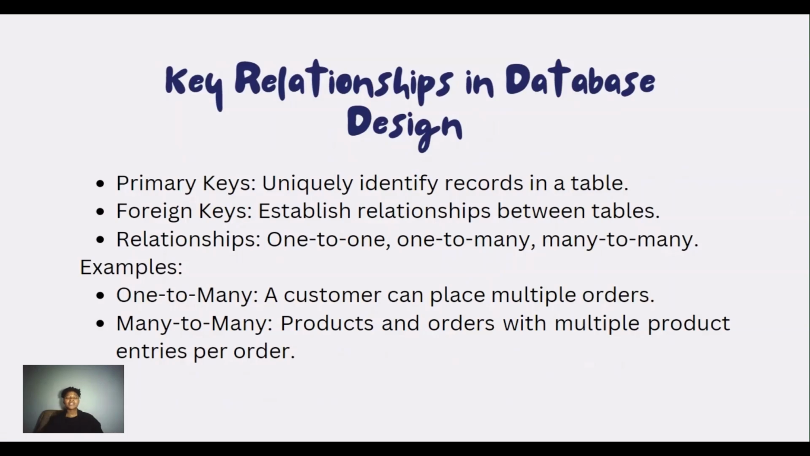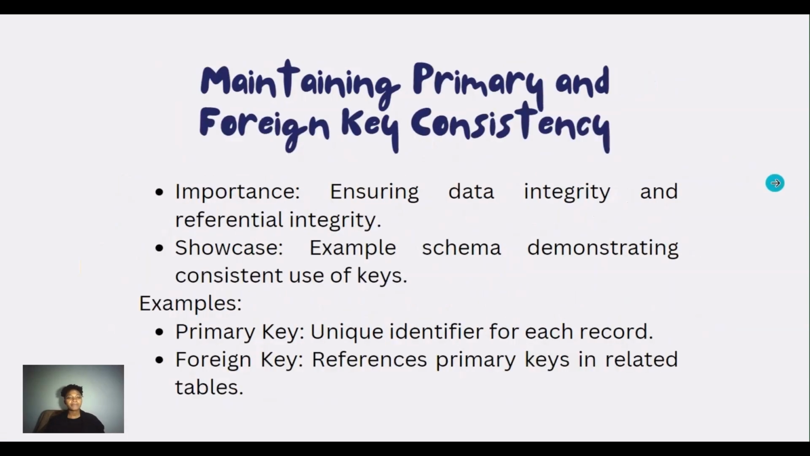Key relationships in database design. Primary keys uniquely identify records in a table. Foreign keys establish relationships between tables. Relationships are one-to-one, one-to-many, and many-to-many. Examples: one-to-many is a customer can place multiple orders. Many-to-many is products and orders, with multiple product entries per order.